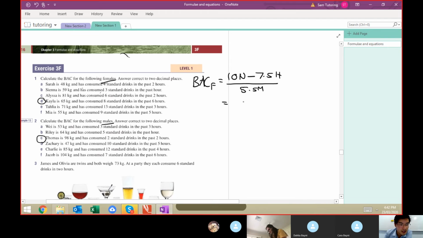Kayla is 65 kilograms. She has consumed 8 standard drinks in the past 6 hours. It's literally just calculator work. 10 brackets 8 close bracket minus 7.5 brackets 6 close bracket all over 5.5 brackets 65. So maybe some of you may not be aware that I like to use brackets a lot, but when it comes to substitution, I like to be clear on what values I'm putting into what letter. So that's why I use brackets, rather than writing 10 times 8 minus 7.5 times 6. It's not wrong, but I just prefer brackets.